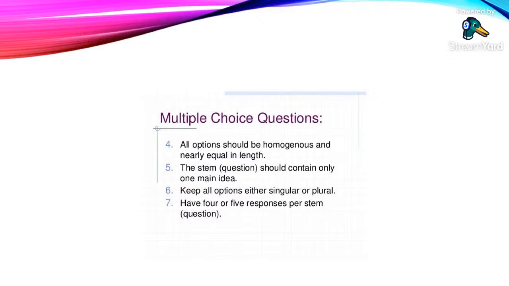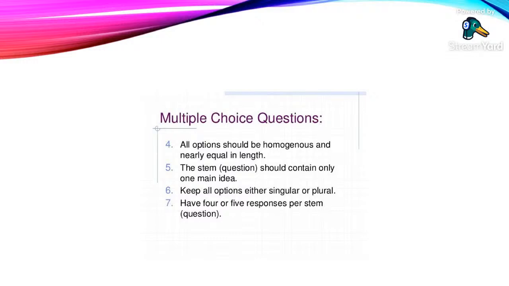When we talk about homogeneity of options, for example, you are going to ask a question like, which president of the Philippines was overthrown during the EDSA revolution? Here we are talking about presidents of the Philippines. Therefore, all the choices should be presidents of the Philippines. That's homogeneous options.